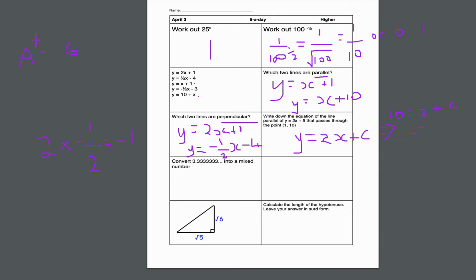Rearranging this, subtract 2 on both sides of my equation to balance it. 8 is equal to c, so I can just rub that out here and change that plus c to plus 8. So y equals 2x plus 8.